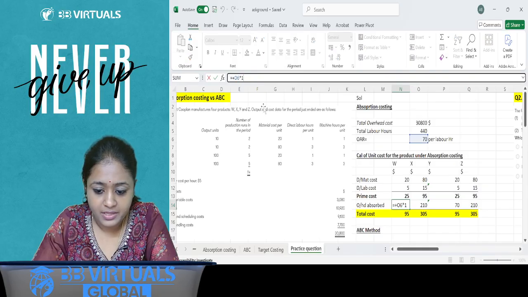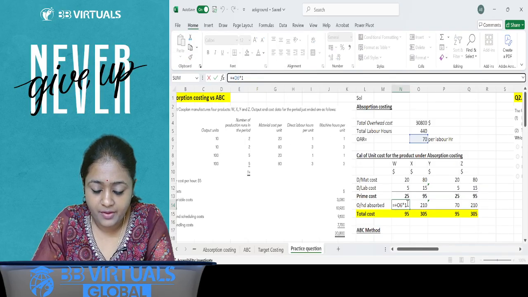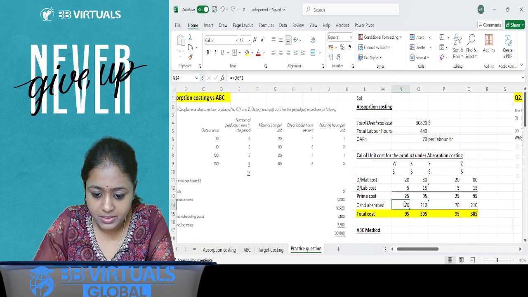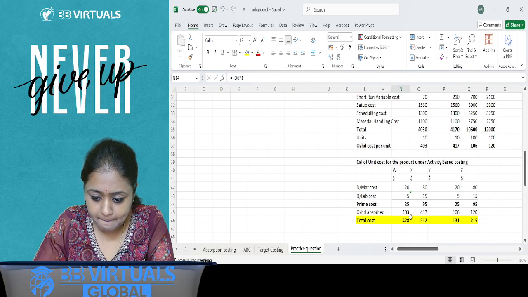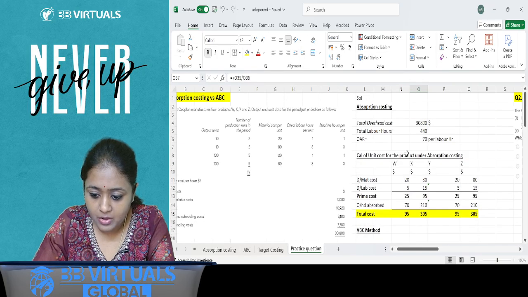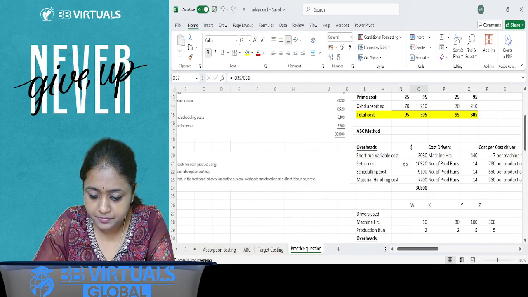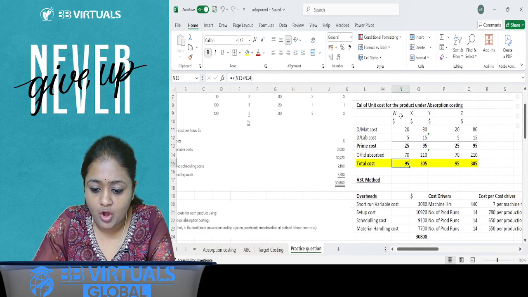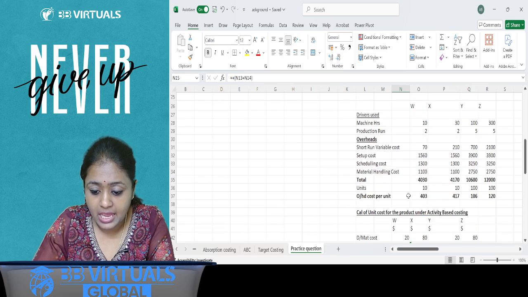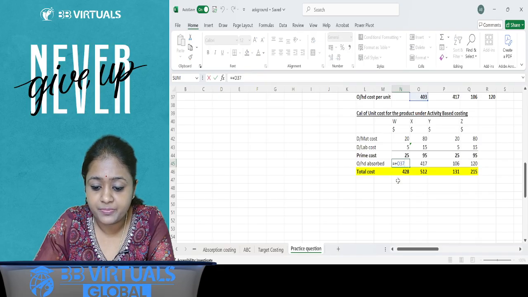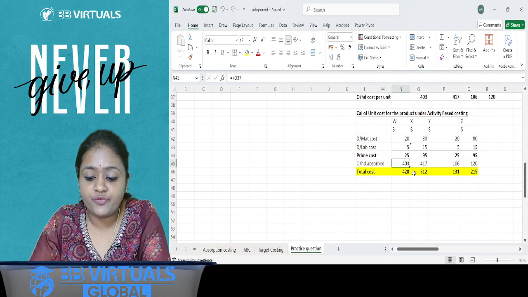Oh, just a minute. Here, just a small thing. This is the OAR rate, the overhead absorption rate per hour. And for 1 unit, we require 1 hour and 3 hours. That's okay. Yeah. Okay, just see the difference. Here the overhead cost is only 70 allocated and here we have 403. Okay, you can see the huge difference here.